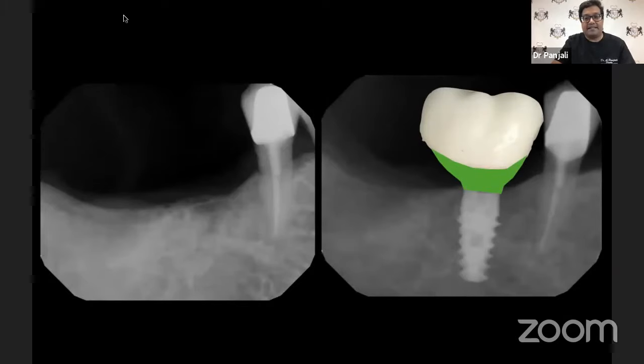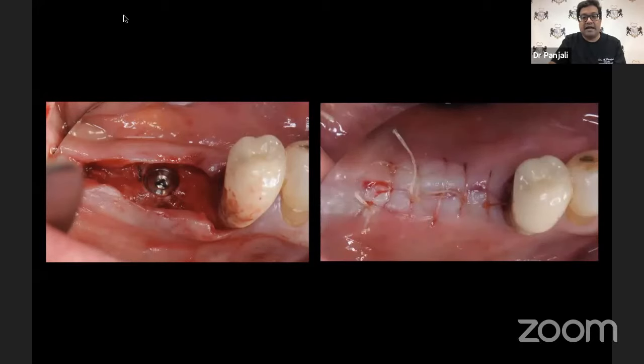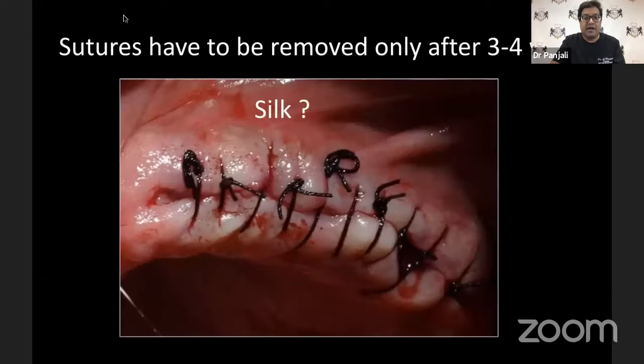So here we have placed the implant, the tooth goes on, and now you can see again, I can simulate an embrasure space for the papilla regeneration, and also the embrasure space which will act as a food spill. In this case, we want to get a tension-free closure. So what we do is put in a horizontal mattress followed by an interrupted suture. Sutures have to be removed only after 3 to 4 weeks. Do not remove them earlier than 15 days. Why? Not just because I'm telling you, there's a scientific, biologic reason for it, okay?